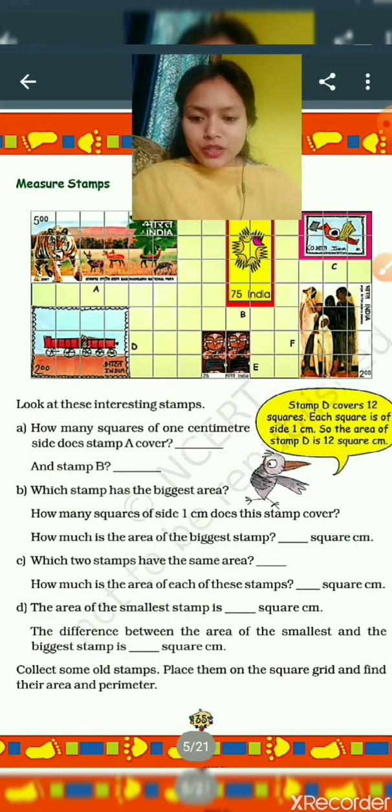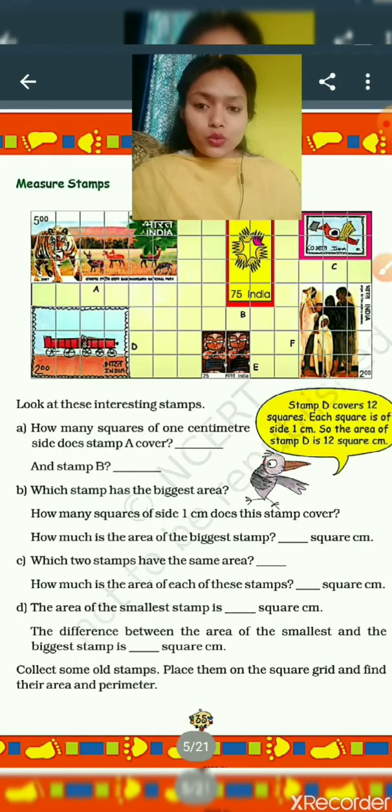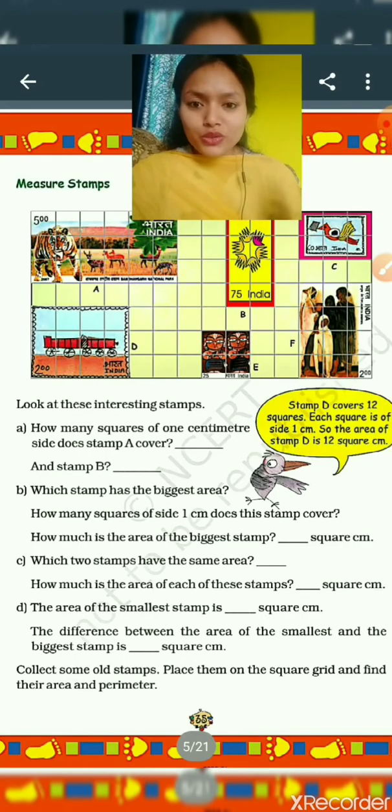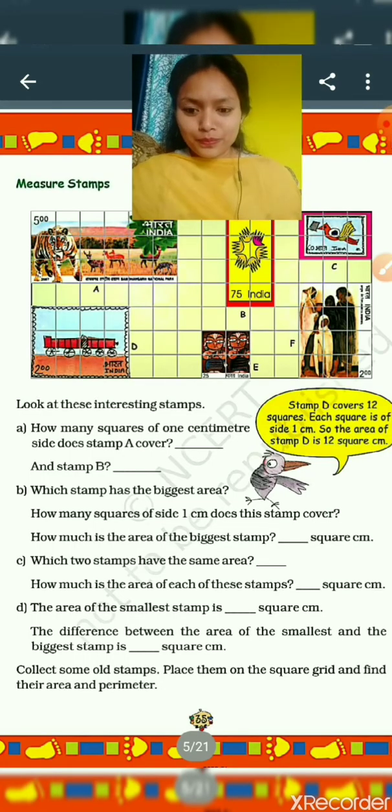Now question number D, the area of the smallest stamp. In all these 6, which stamp is the smallest one? Yes, just see them. Stamp E is the smallest stamp. And what is its area? Just count how many boxes it covers. It is covering 4: 1, 2, 3, 4. So its area is 4 square centimeter.